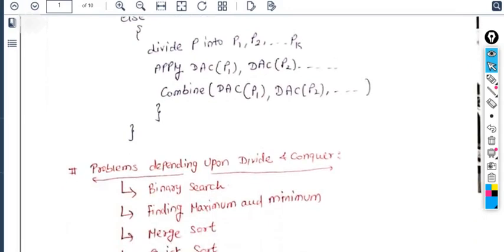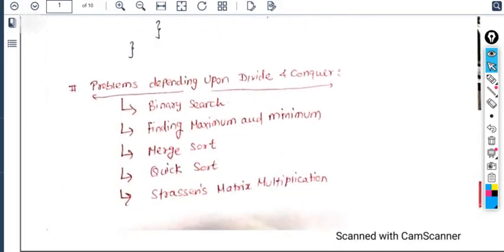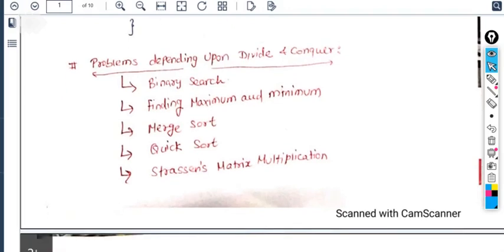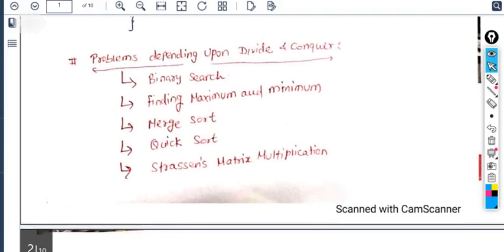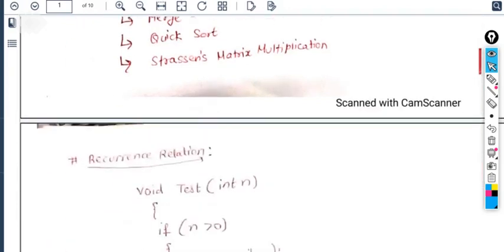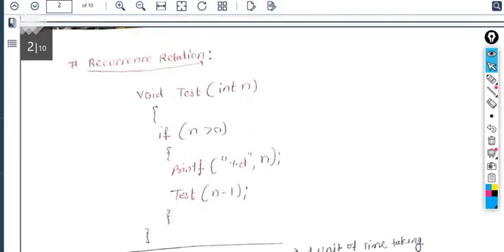Problems depending upon divide and conquer, which we will study later, are the problems that we will discuss under the divide and conquer technique: binary search, finding the maximum and minimum from a list of numbers, merge sort, quick sort, Strassen's matrix multiplication. These all come under your syllabus only. These problems we can solve with the help of the divide and conquer technique that we will discuss in the upcoming lectures.